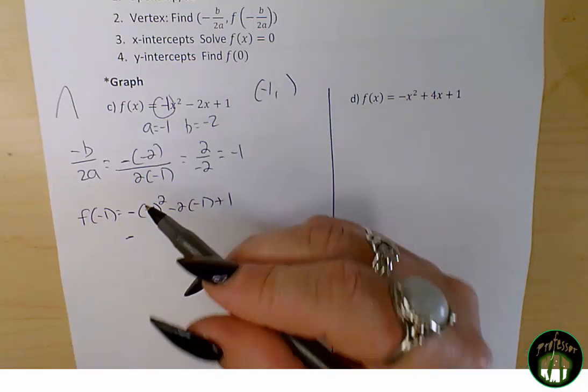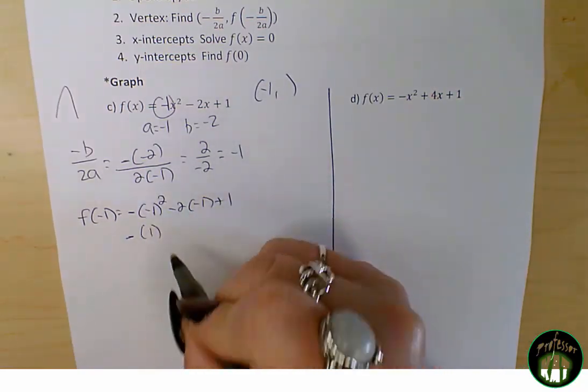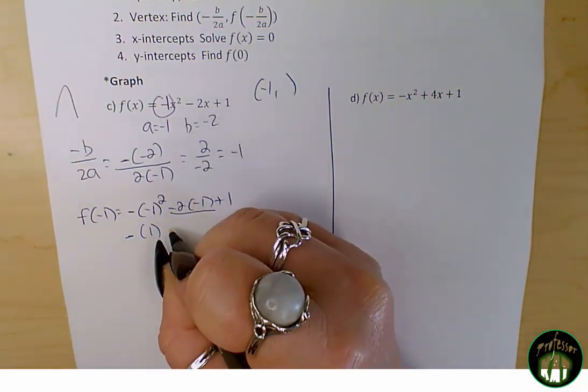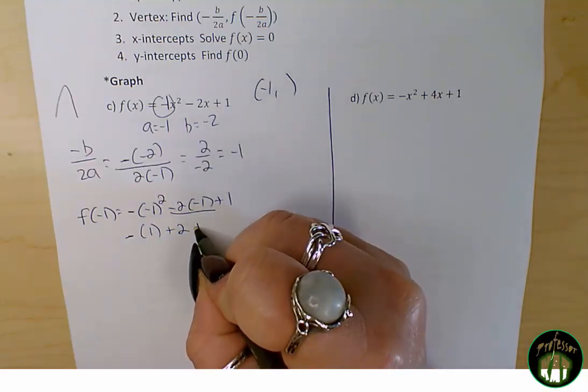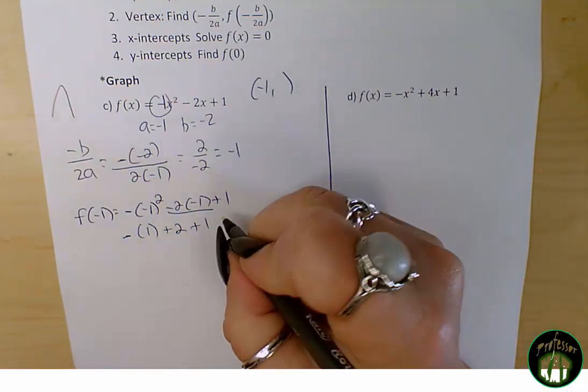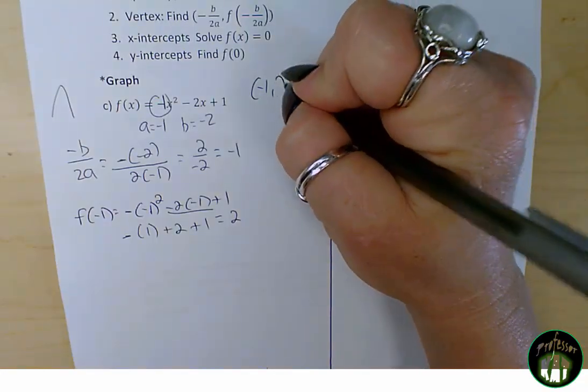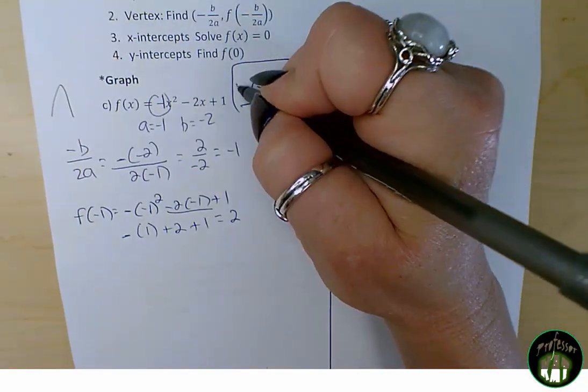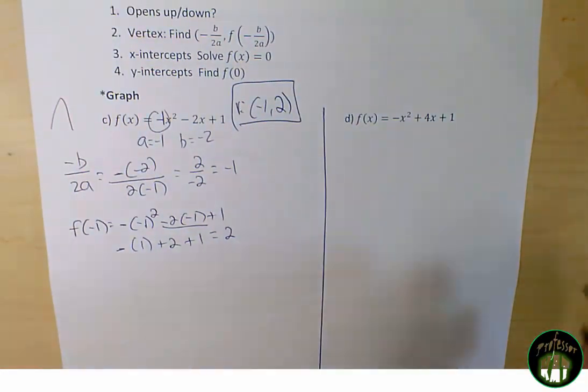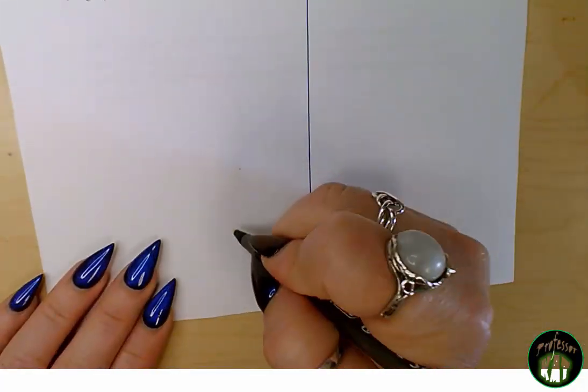Dropping down the negative, -1 times -1 is 1. -2 times -1 is a +2, and then plus 1. And when we add this up, we get a 2. That means our vertex is -1, 2. Let me go ahead and graph that.